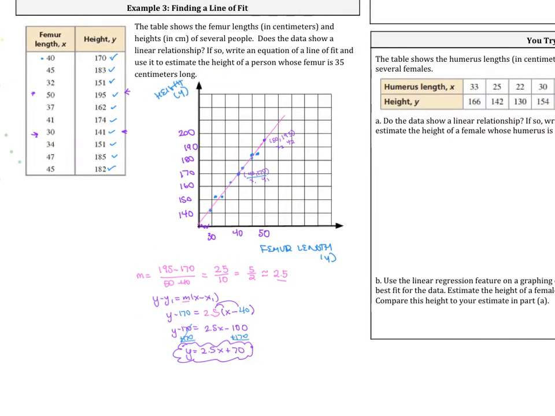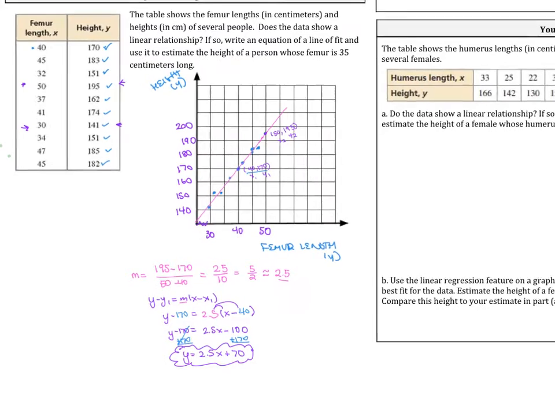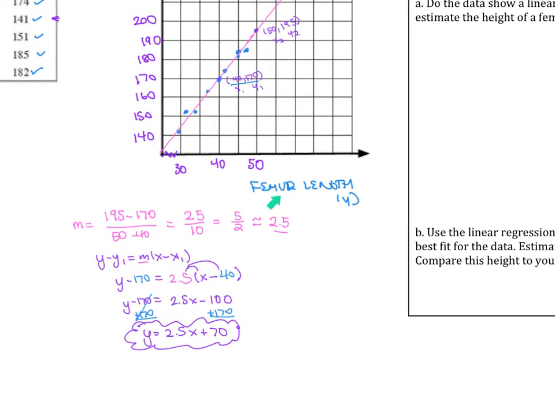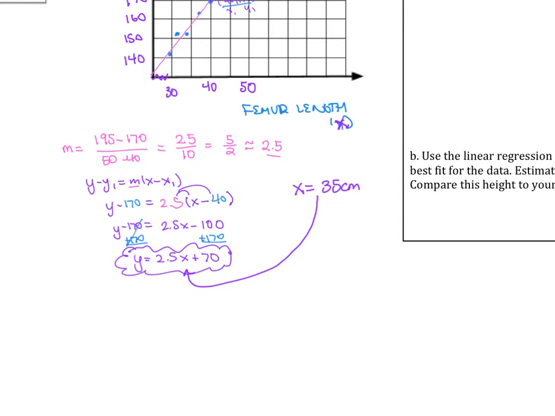Now next, we want to estimate the height of a person whose femur is 35 centimeters long. So it's telling us 35, so that's actually our x value. Oh, I wrote y there, our x value. Our x value is 35 centimeters long. So we're going to plug in 35 into here to find out what the height y is. So let's plug it in. y equals 2.5 times 35 and then plus 70. So that is going to be 87.5 plus 70, or the approximate height is about 157.5 centimeters.